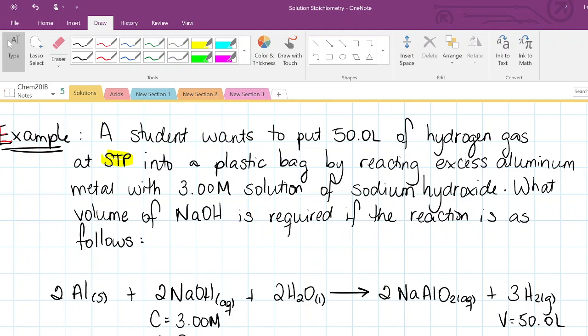The other piece of information, they told me that the solution of sodium hydroxide was 3.00 molar. Okay. And they want me to know what volume of sodium hydroxide. So I'm going to put volume as my unknown. So I've got my classic stoichiometry setup. I've got information for one part of my reaction, and they're asking me for an unknown on the other part of my reaction. And I have to jump using my mole ratio.